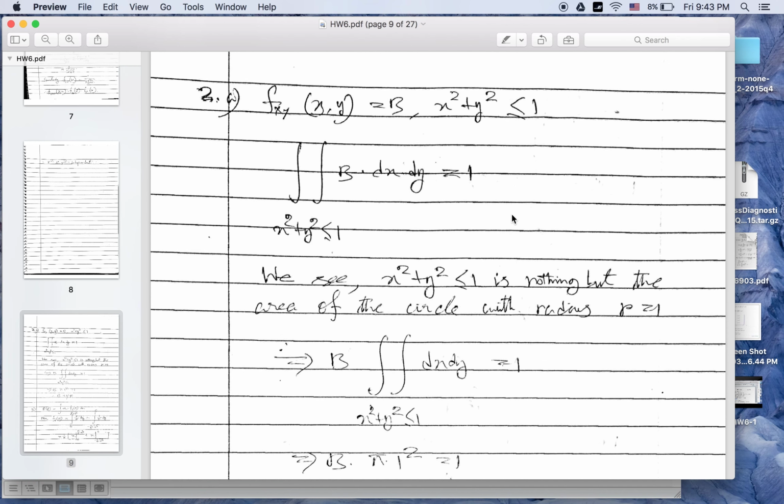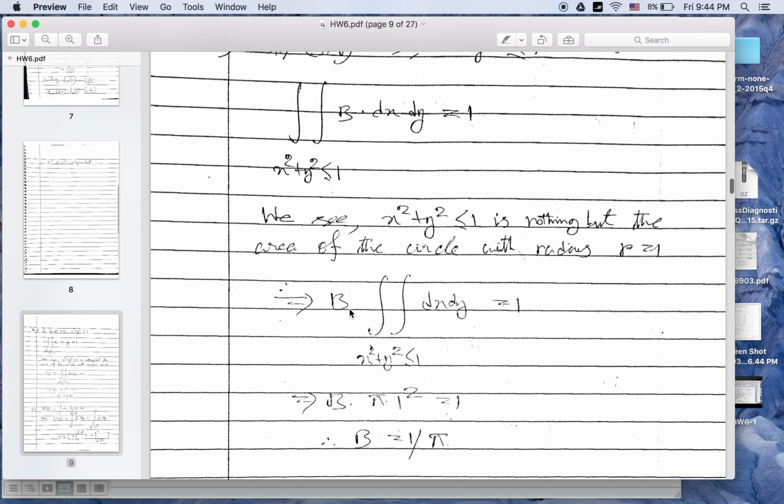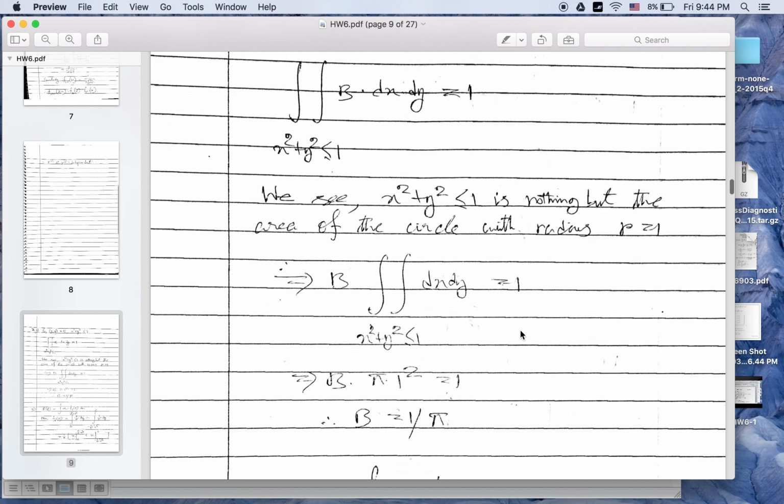This is pretty simple. If f(x,y) equals b when x square plus y square is less than or equal to 1, we just integrate over the whole area, and b is a constant, so b comes out of the integration. This integration over x square plus y square less than or equal to 1 is nothing but the area of the circle with radius 1. We know that the area of a circle is pi r square, so if r is 1, then it's pi. So b comes out of the integration, and the integration gives us pi. So the value of b is equal to 1 by pi.